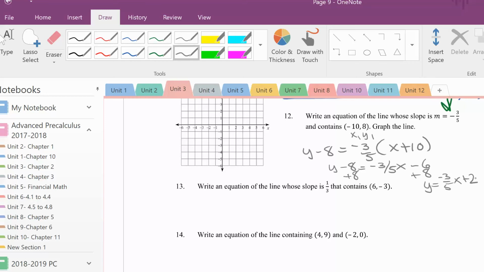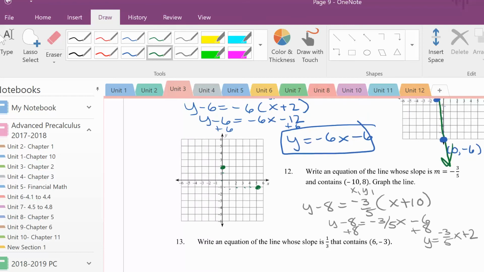So 2 is the y-intercept, so (0, 2), and then -3/5 means you go down 3 and to the right 5. Plot the next point and draw the line. I missed. There you go.